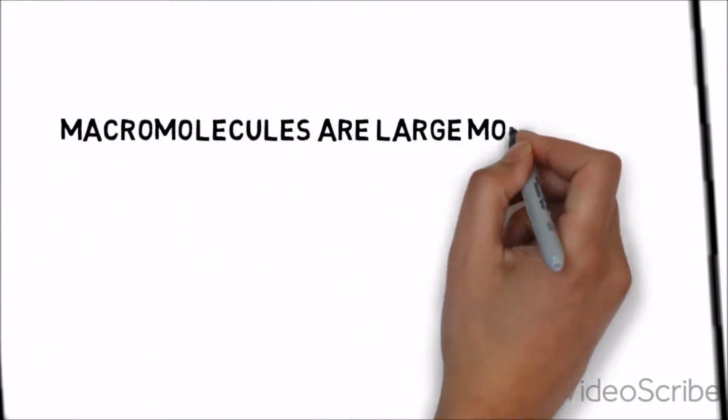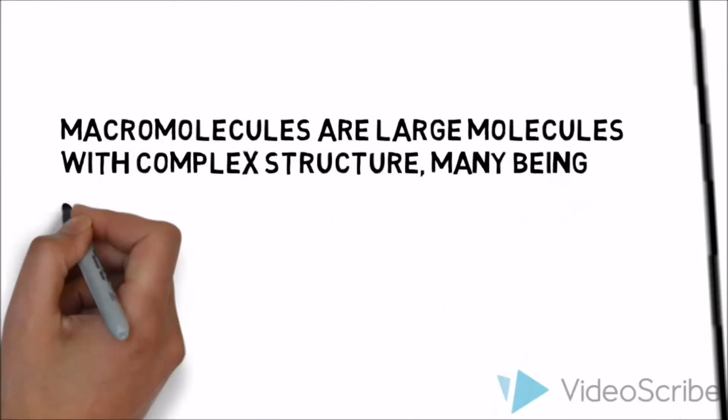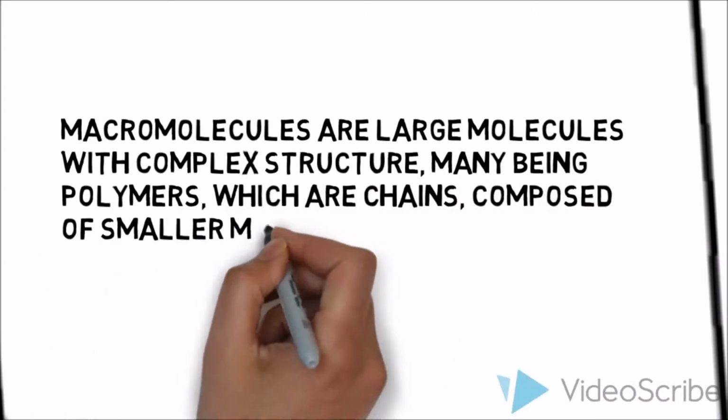Macromolecules are large molecules with complex structures, also known as polymers. These are chains composed of monomers which are held together by a covalent bond.